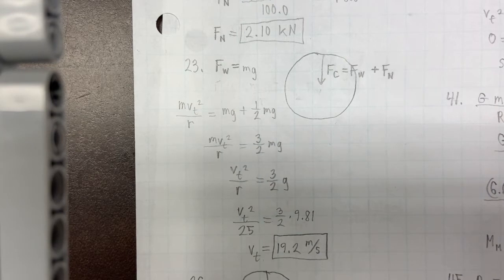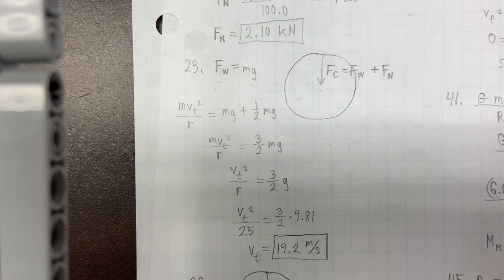FN is also helping because FN is always acting upward on the person who's sitting down, right? And upward, in this case, coincides with towards the center of the circle. That's why we have FC equals FW plus FN here. The setup then is mvT squared over R equals mg plus 1/2 mg.